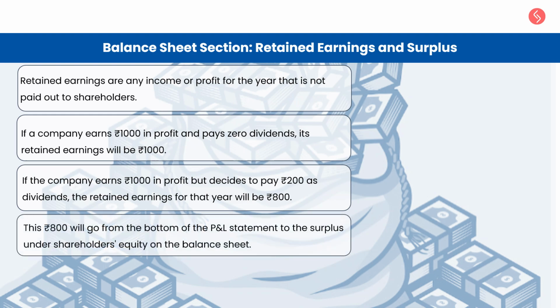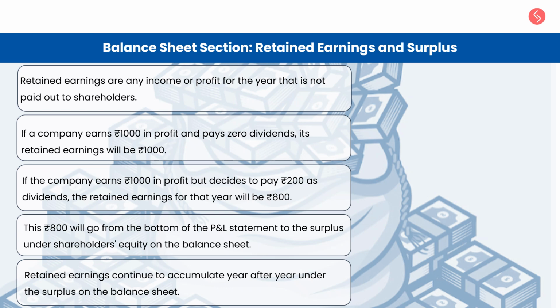This 800 rupees will go from the bottom of the P&L statement to the surplus under shareholders' equity on the balance sheet. Retained earnings continue to accumulate year after year under the surplus on the balance sheet.